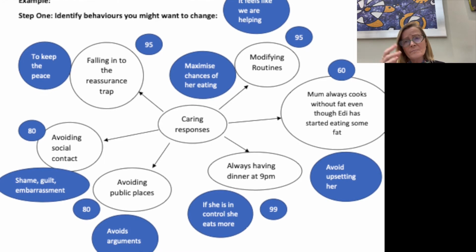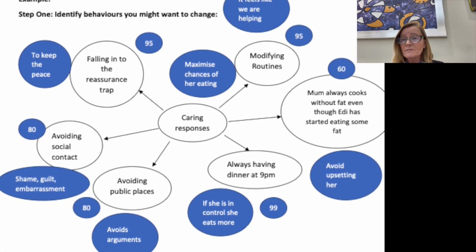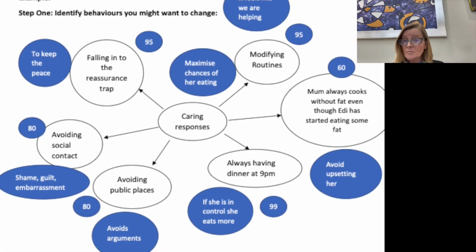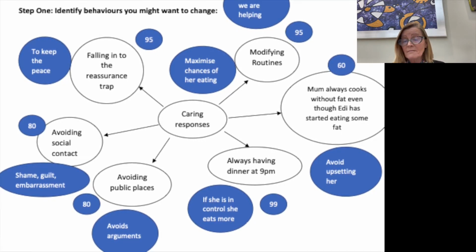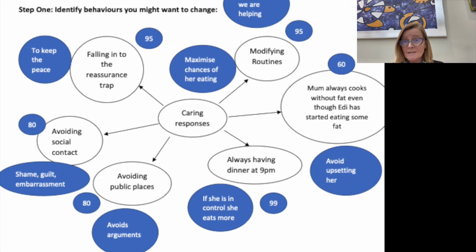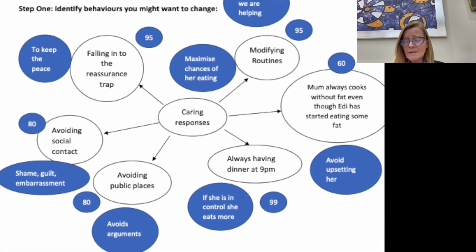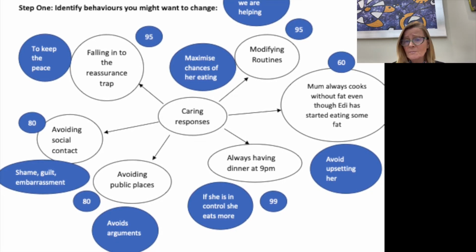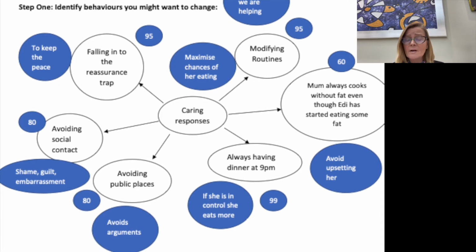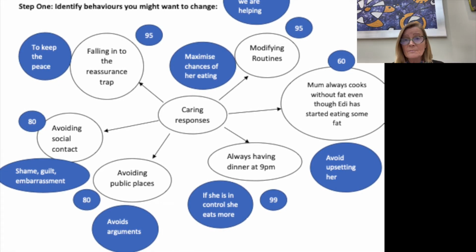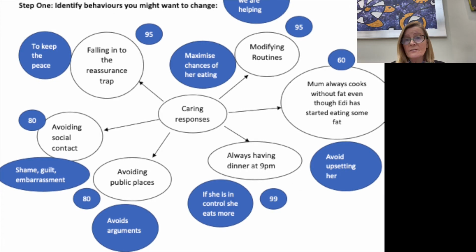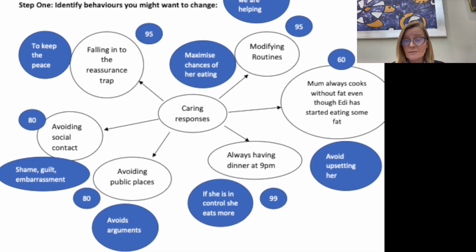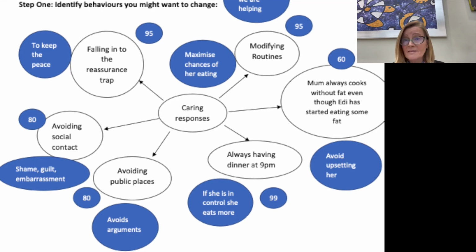So maybe that's a little bit lower in terms of difficulty to change. So in this group, the carers said maybe 60%. The reason that she carries on cooking without fat is because she doesn't want to upset her daughter. Then there might be caring responses around mealtime, so in this case having dinner at 9 p.m., and then the social contact, so avoiding public places, avoiding social contact because of the shame, the guilt, the embarrassment. It's just simply too difficult. So a spider diagram could include things like this, or many different other things as well.